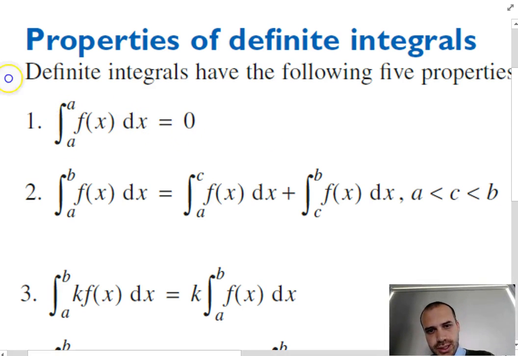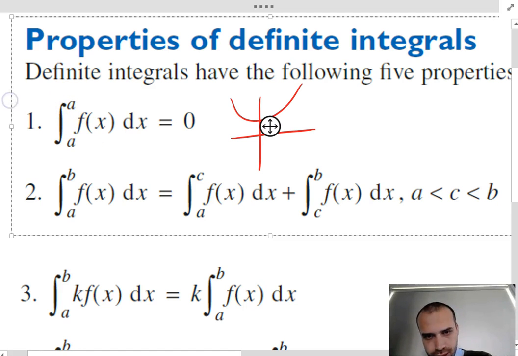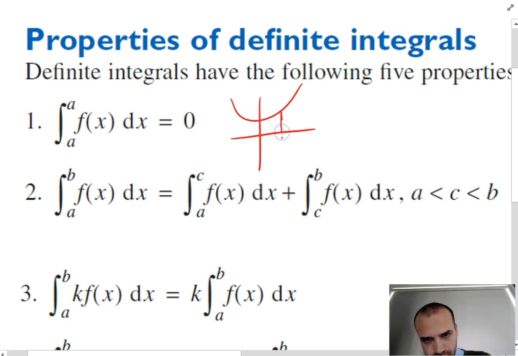What that means is that if you have a function that looks something like that, or it doesn't matter what it looks like, and you want to find the area under the curve, but you're going from a to a, that's an infinitely small area. So if you do it between a and a, your answer is going to be 0 because it's an infinitely small area underneath that single line.